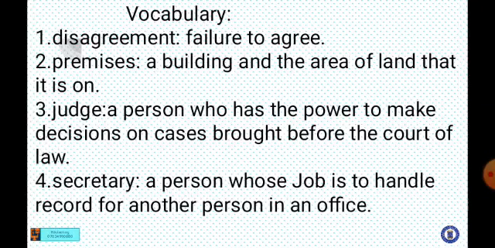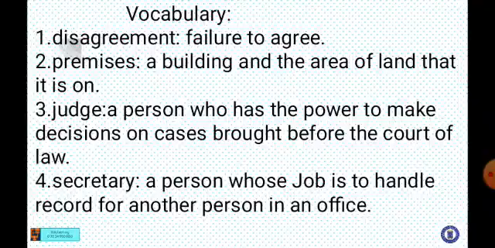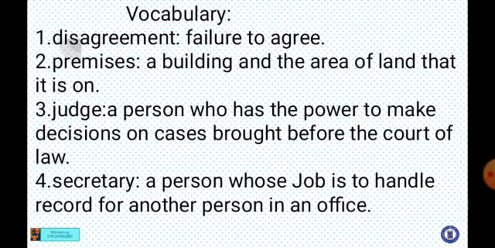Number 3, judge. A judge is a person who has the power to make decisions on cases brought before the court of law. So anybody in court that has the power to make decisions on cases brought before the court, that person is called a judge. For example, in the classroom, the teacher is the judge of that classroom because all the children will bring cases to him, laying complaints before the teacher, and the teacher is the one that has the power to make decisions on what is going on in the class or what is happening between the two people that are bringing the complaint. So it's the same thing with the judge in court.